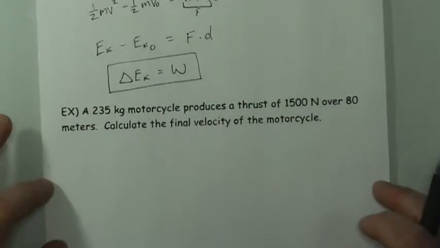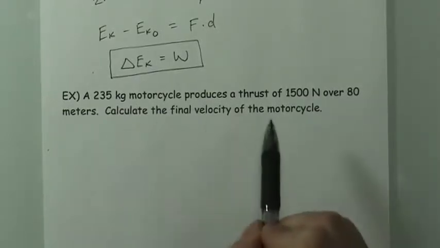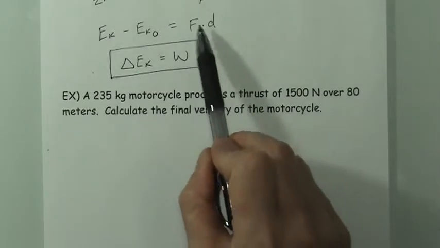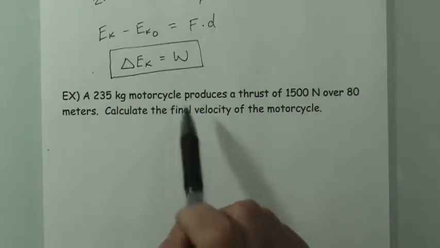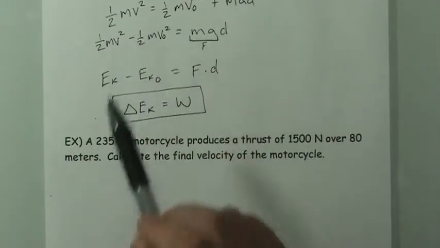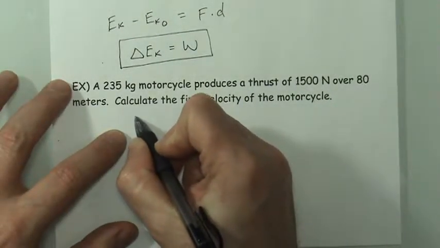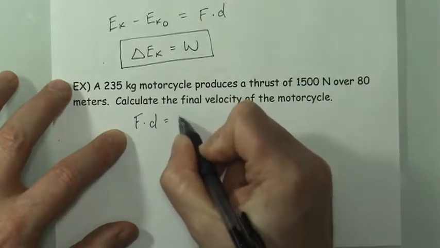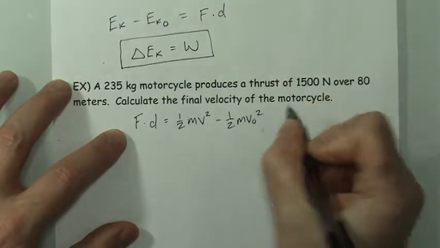Let's start with this problem. We'll have a 235 kilogram motorcycle producing a thrust of 1500 newtons over 80 meters. What I would like to do is calculate the final velocity of the motorcycle. I can see I have the mass and the force and the displacement. So I have the work side of the equation, and I have part of the kinetic energy portion of the equation. What I'm missing is the final velocity, which is of course in the kinetic energy. So I'm going to go straight to the work-energy theorem and say that F times d equals 1/2 mv squared minus 1/2 mv naught squared.